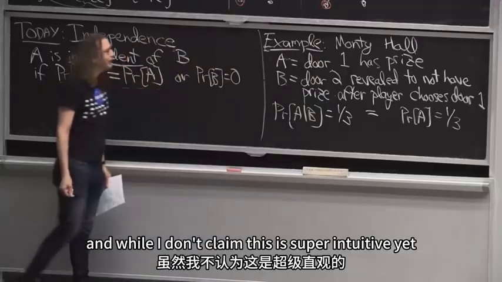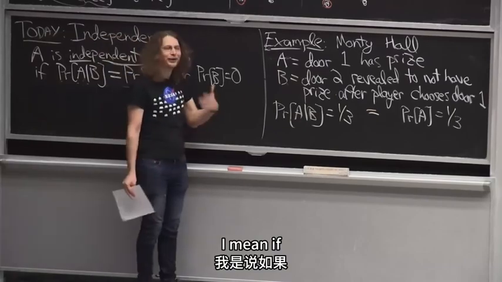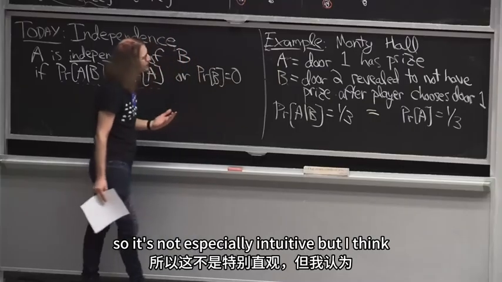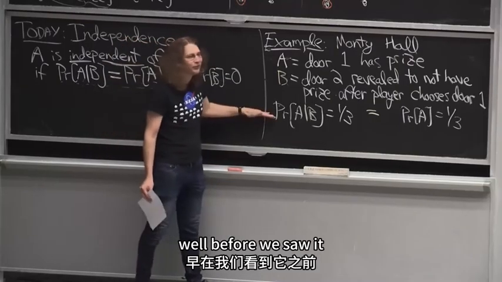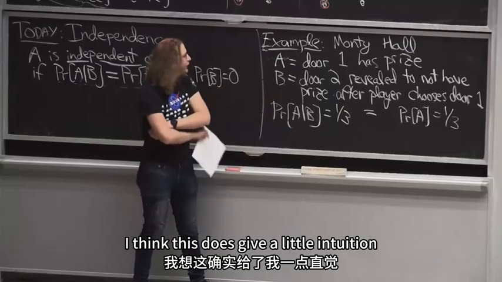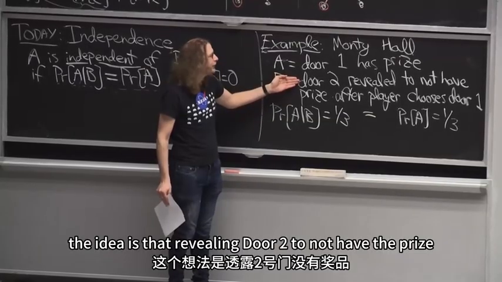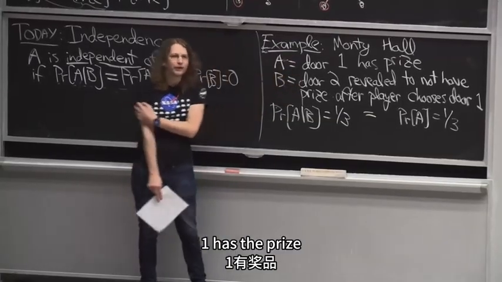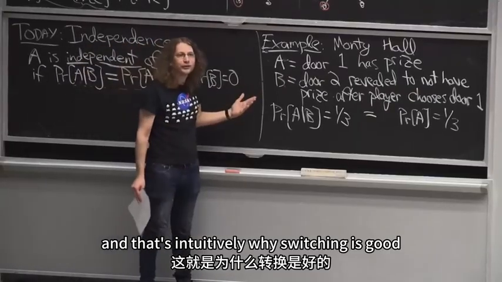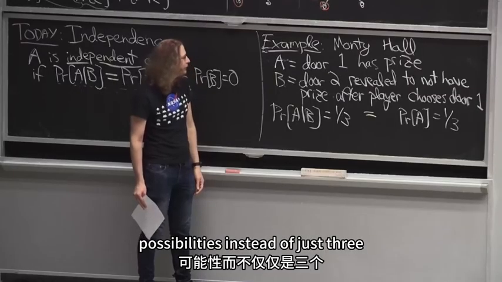And while I don't claim this is super intuitive yet, I mean, you stare at it for an hour, and then it's intuitive. So it's not especially intuitive, but while before we saw you can just compute everything and find the answer, I think this does give a little intuition. The idea is that revealing door 2 to not have the prize doesn't tell you anything about whether door 1 has the prize. And that's intuitively why switching is good, because you've reduced down to 2 possibilities instead of 3.